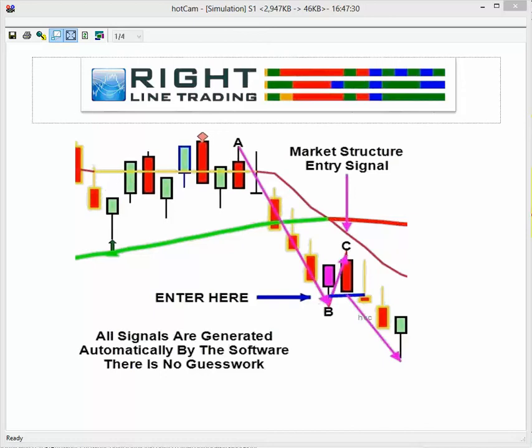So in this particular case, the A, the B, and the C here are not placed on this slide by myself. They're placed on the slide by the software, and then we shot the slide. An A appears anytime two candles of the same color trace out in a row.